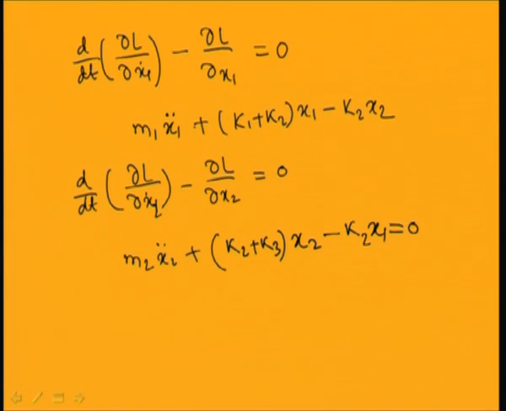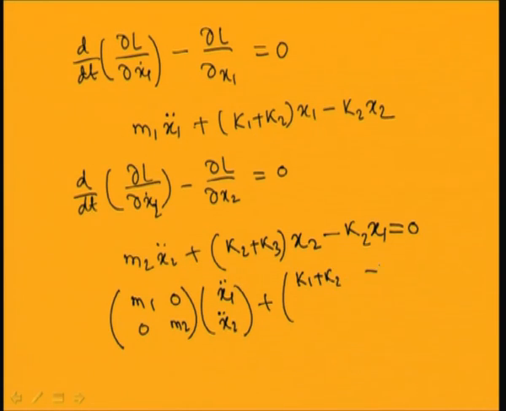You can write this in matrix form, the same equation you got before. It becomes [m1 0; 0 m2] times [x1 double dot; x2 double dot] plus [k1 plus k2, minus k2; minus k2, k2 plus k3] times [x1; x2] equal to [0; 0].